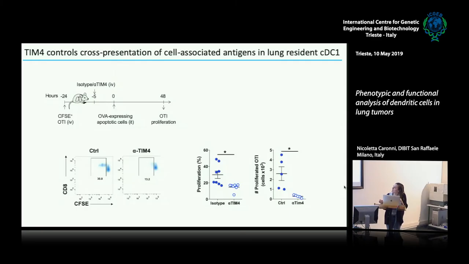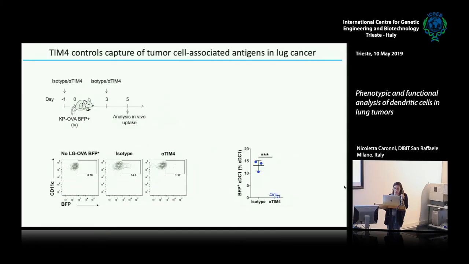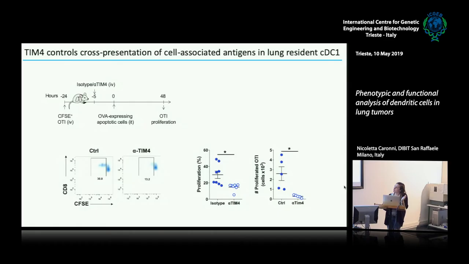And here you can see that in the control mice, once again, we have a huge proliferation of T cells. But if we block TIM4 in vivo, you have a strong decrease of the proliferated T cells, indicating that the block of uptake of apoptotic cells induced by the block of TIM4 results in a, not complete, but a huge block of OT1 proliferation and OT1 activation. Once again, we use here a model, so they are not tumor cells, but we are injecting apoptotic cells.